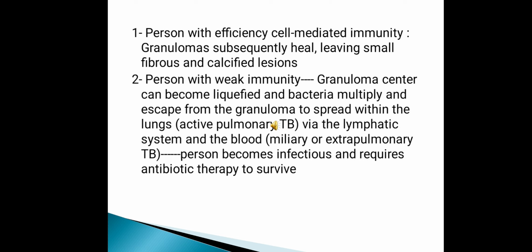The second possibility: when the person is immunocompromised or the immunity is weak, the granuloma center will become more liquid, as we said, caseous, and the bacteria can multiply to increase their number, then escape from the granuloma and spread to the lung. This is called active pulmonary TB.